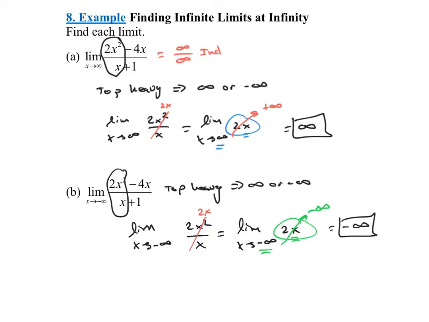So again, top heavy tells us it's either going to positive infinity or negative infinity. How can we figure it out? Just look at the ratio of your leading terms. Once you look at the ratio of your leading terms, you can figure it out from there.